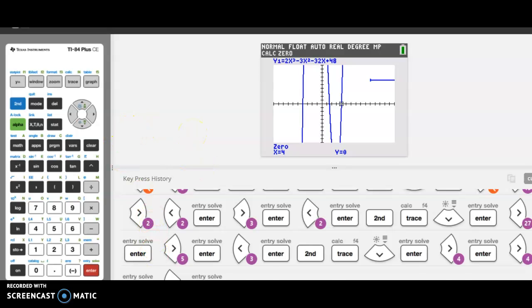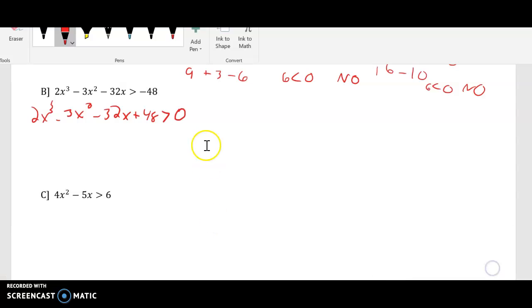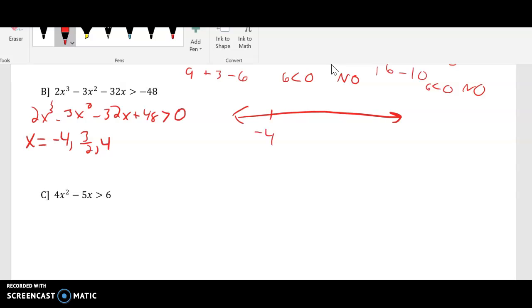So we have 3 zeros, so let's head back to our zeros: x equals -4, 3 halves, and 4. Okay, so let's do our number line test. Here's -4, 0 somewhere right there. Here's 3 halves, and then over here's 4. So that's what we're testing. We're not really testing 0, but I just want to put that on there.